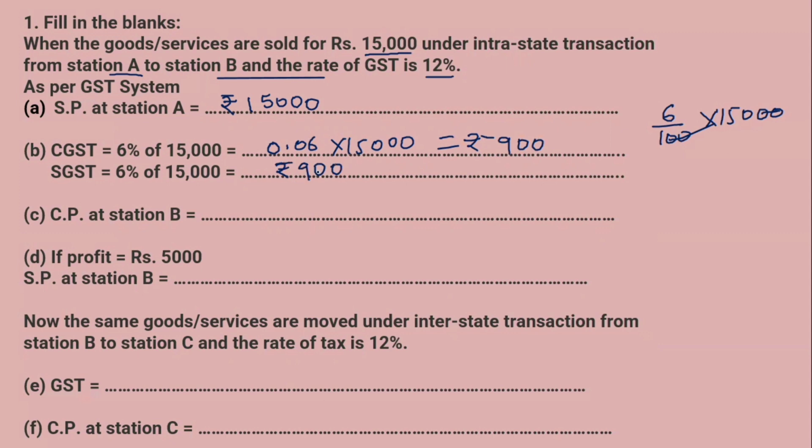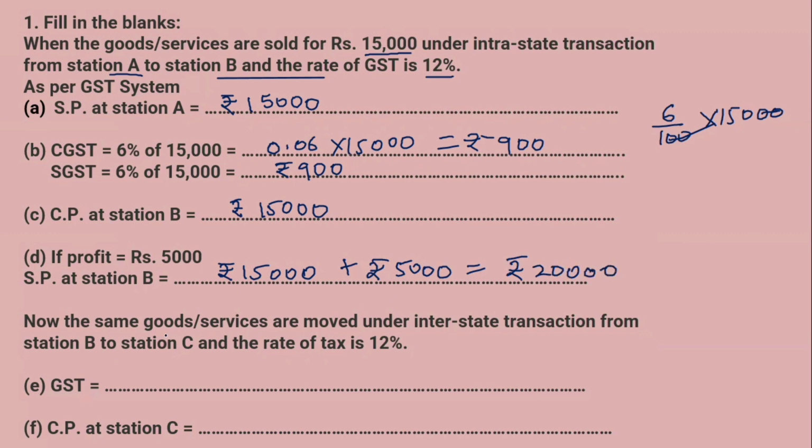Now the CP at station B is rupees 15,000. If the profit is 5,000, what is the selling price at station B? The selling price at station B is going to be the CP plus profit, which is 15,000 plus 5,000, so the selling price at station B is rupees 20,000.